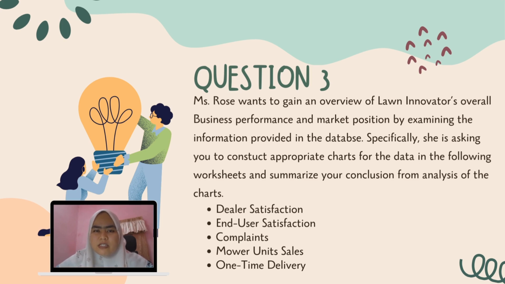There are 5 things that we need to summarize the conclusion for from the analysis of the charts. First is dealer satisfaction. Second is end user satisfaction. Third is complaints. Next is unit sales, and lastly, on-time delivery.